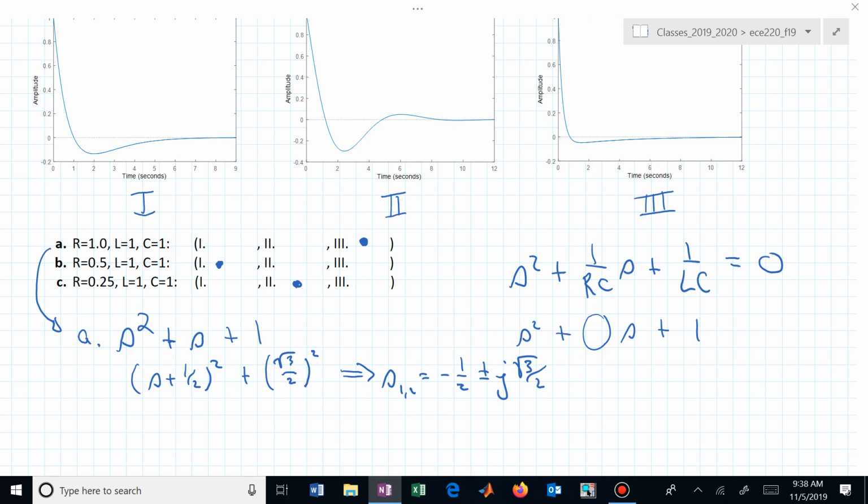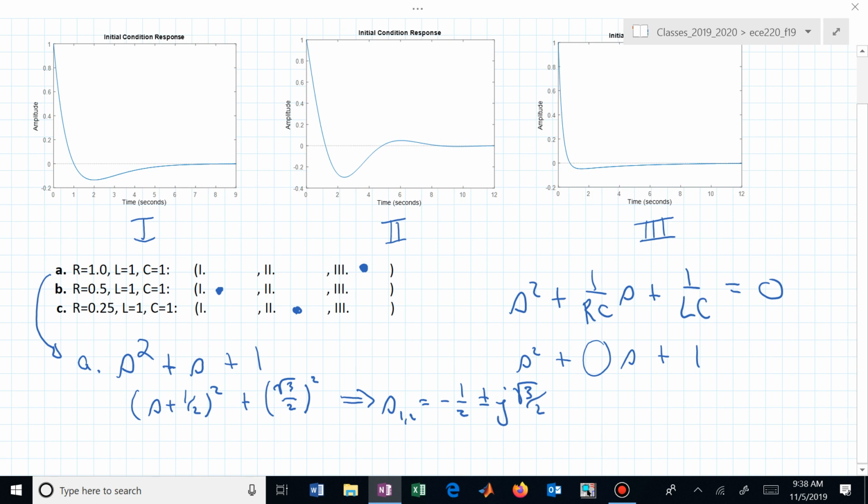What kind of a response have we described for that set of poles, or that set of roots? How have we classified? We have overdamped, we have critically damped, and we have underdamped. Do you remember which one goes with which? What goes with these obviously complex conjugate roots? What kind of behavior do they possess? Overdamped, critically damped, or underdamped?